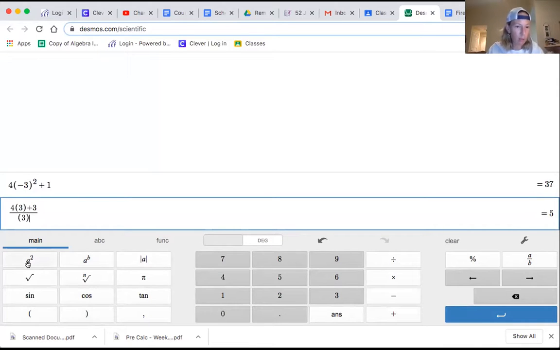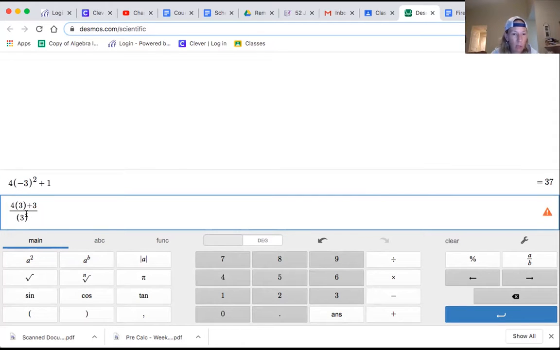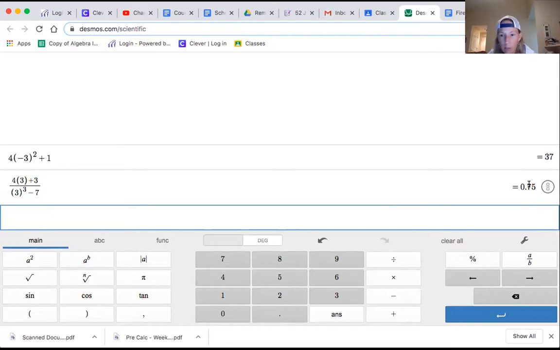And then we want, this is an x squared, but this is something to any other power. So notice how it just raises it, and you can type in or press the 3 so that it is 3 to the 3rd power. And then we want minus 7. So if we type it in exactly as is and hit the enter button, notice it tells us the answer is 0.75.